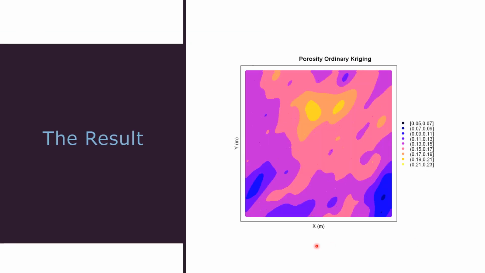And this is a result of ordinary Kriging. As you can see, we have done estimations at a domain. We have values of our variable everywhere. That was what we were looking for. That was what Kriging was all about.